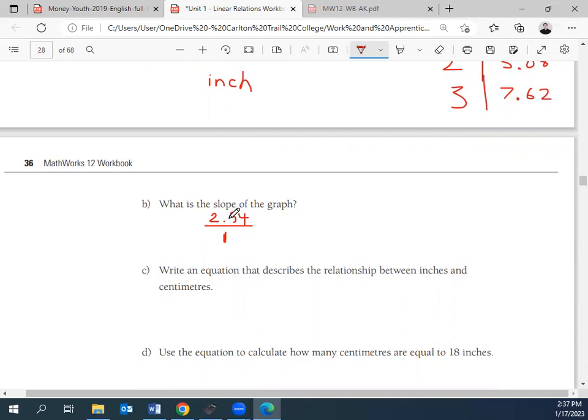So your slope here should just be 2.54 over 1, or just 2.54. This is the exact same thing. This is on page 36.